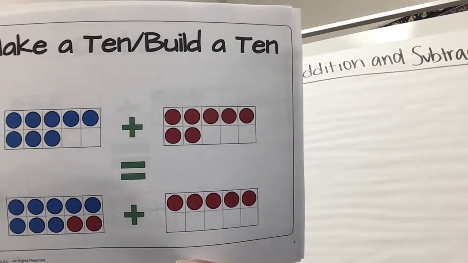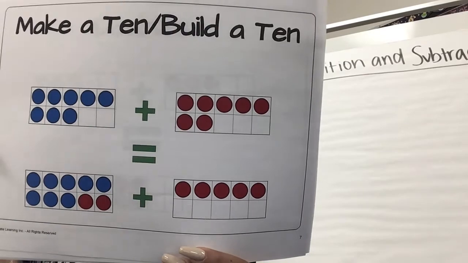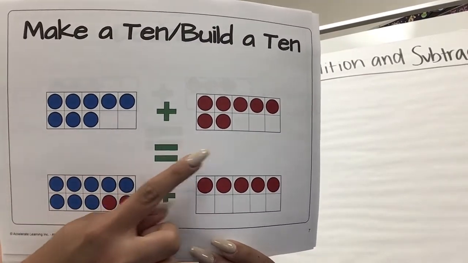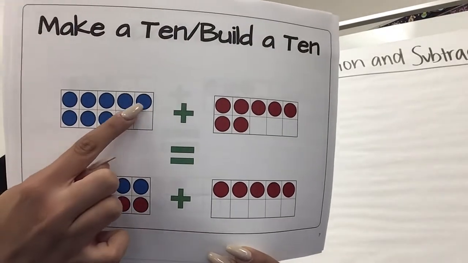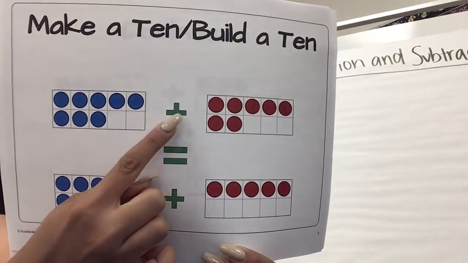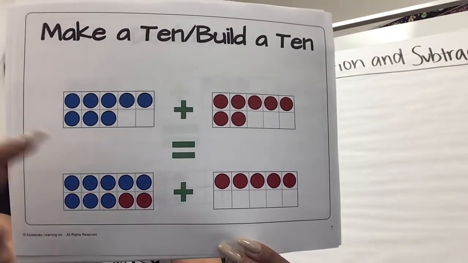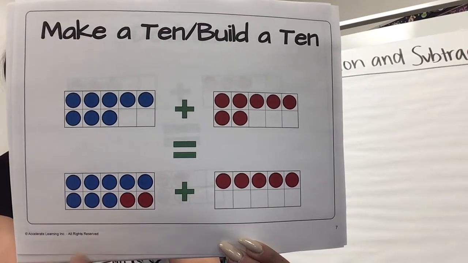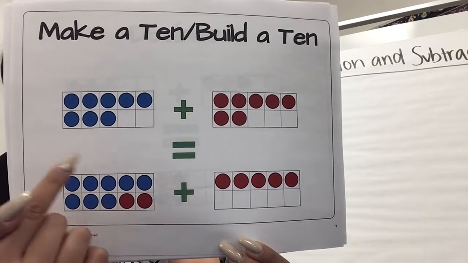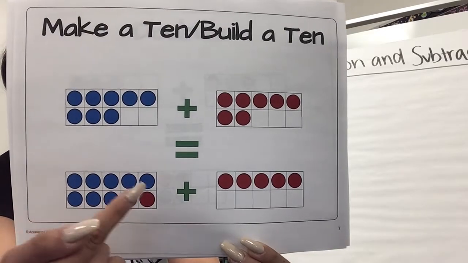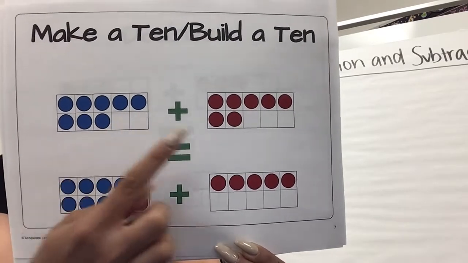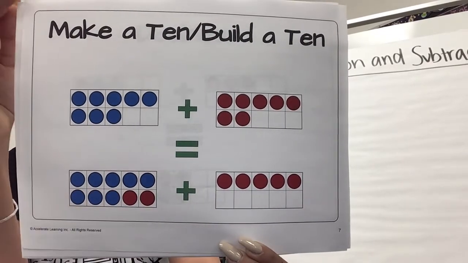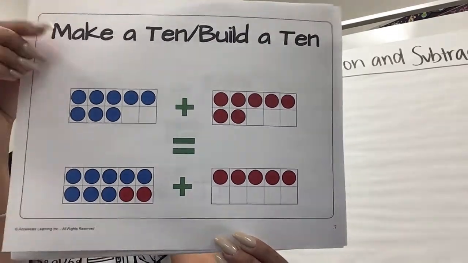Making a 10 and build a 10. So we're going to be practicing this later on. But these are 10 frames. So if you have 8 blue circles and 7 red circles, it equals the same thing as if you have 5 red on one side and 2 on the other side, and then 8 on just one side. So this is the same thing as this because you have the same amount of red and blue circles.